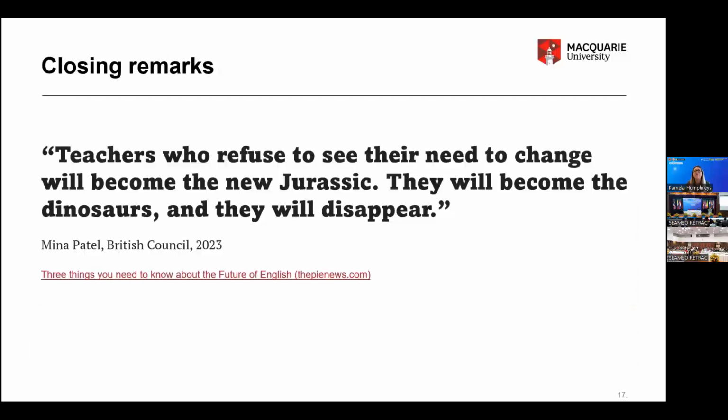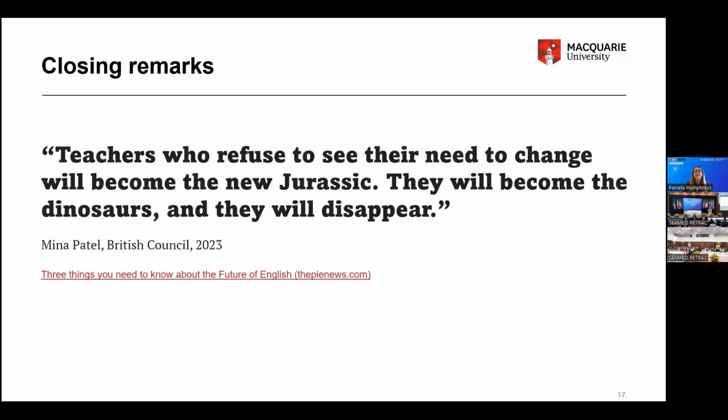And I'd like to finish with a couple of things. One is a quotation. Again, this is Meena Patel, who's the head of research from the British Council. There's a link there to an article in the Pi News just a couple of weeks ago, I think it was, where she said, teachers who refuse to see their need to change will become the new Jurassic. They'll become the new dinosaurs and they will disappear. Sounds quite extreme, but I do agree with her view that we need to continue to change and upskill as teachers.